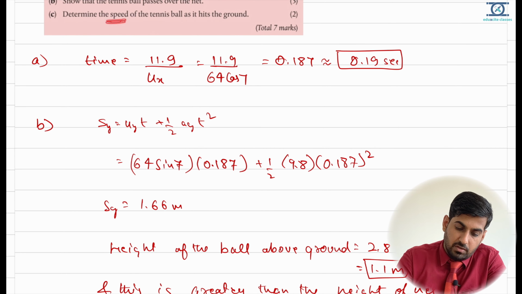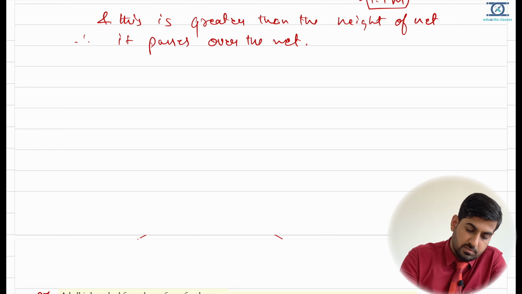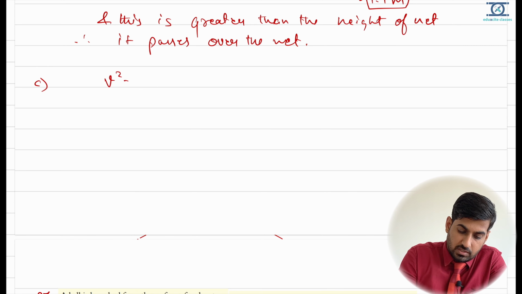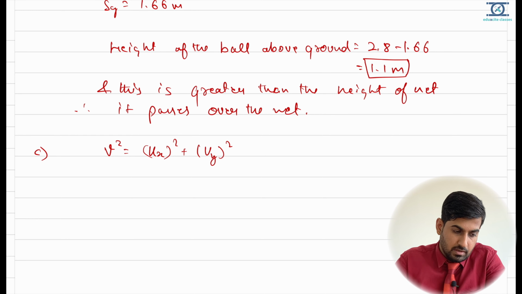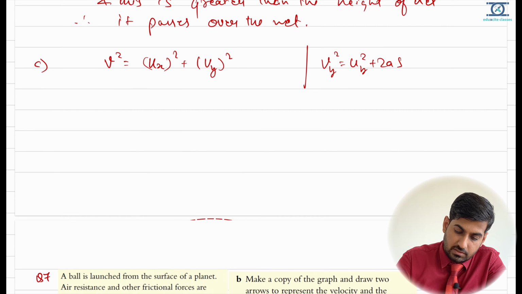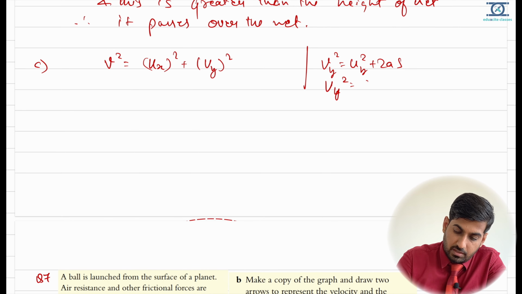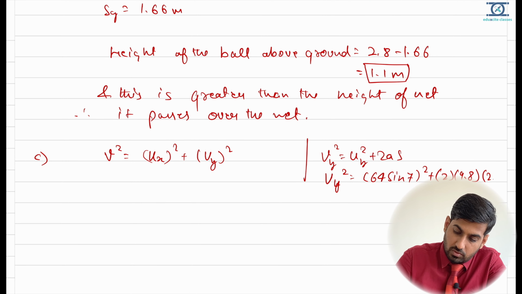Now again, determine the speed of the tennis ball as it hits the ground. When it hits the ground, we have to find the component speeds. So v squared equals ux squared plus vy squared when it hits the ground. For that we first have to find vy, using v squared equals u squared plus 2as. S is given in the question in the downward direction. So vy squared will be 64 sine 7 squared plus 2 times 9.8 times 2.8 meters, the total it will cover.